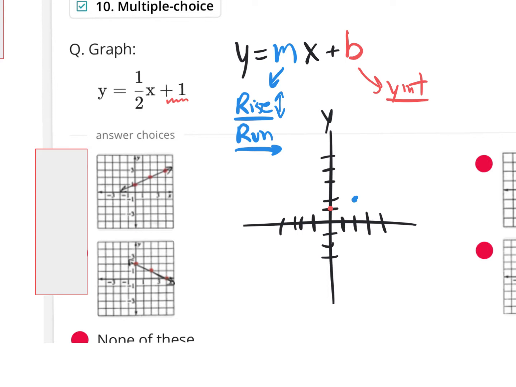And that will be my line, like that, which is this one right here. Up 1 over 2 to get to that red dot. I hope this helps. Let's move on to the next question.